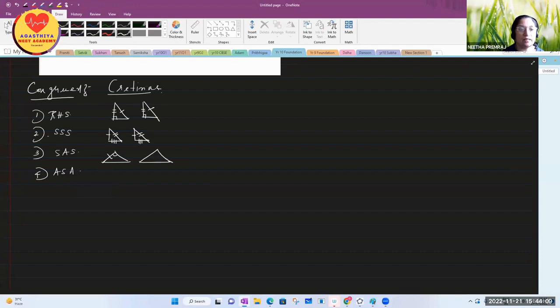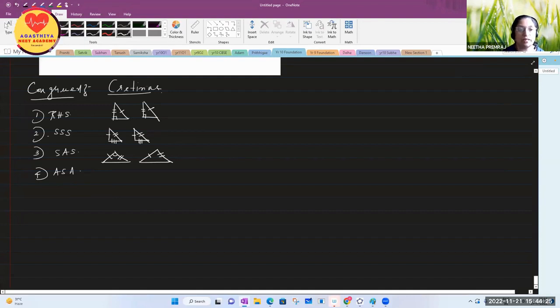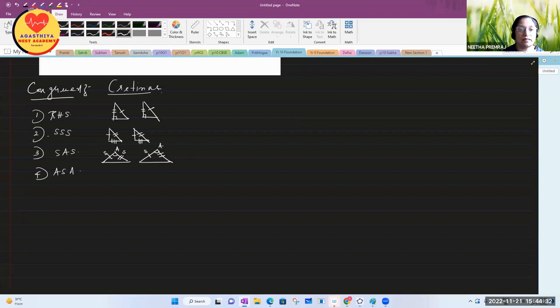Then SAS: side, angle, side. You must notice side, angle, side. If it comes like this, side and this side and this angle, this is wrong. That angle must be included between the equal sides. Then only it is accepted. This way it should come. Otherwise, it will not be accepted.